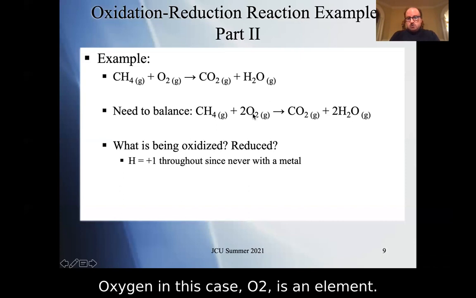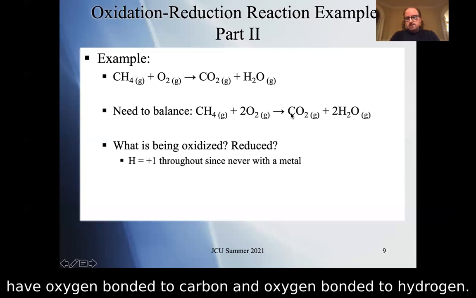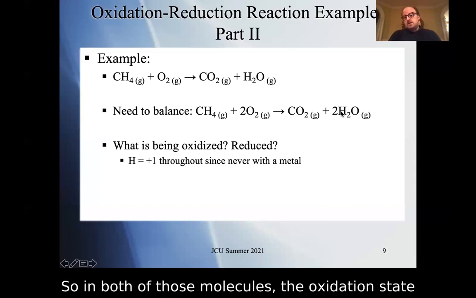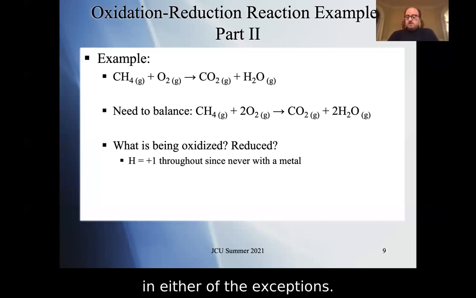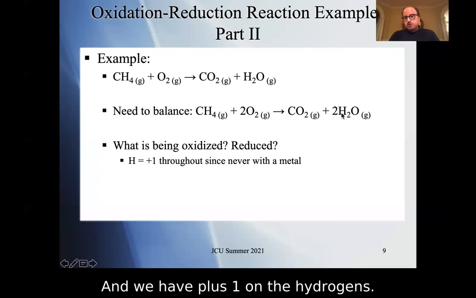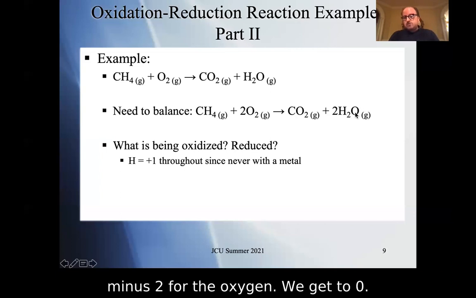Oxygen, in this case O2, is an element, so therefore it's 0. If we look at the products now, we have oxygen bonded to carbon and oxygen bonded to hydrogen. So in both of those molecules, the oxidation state would be -2 for oxygen because it's not bonded in either of the exceptions. So for water, we have -2 and we have +1 on the hydrogens.